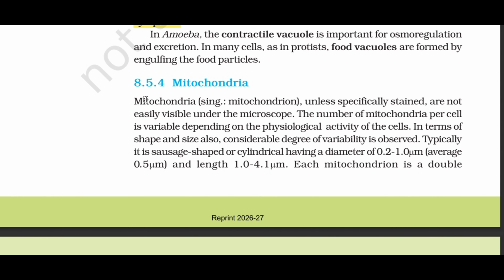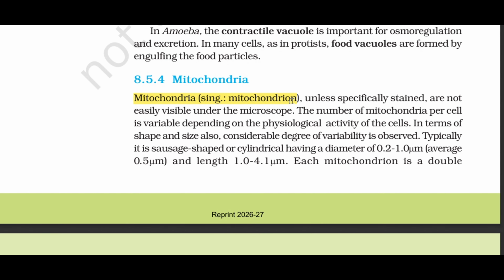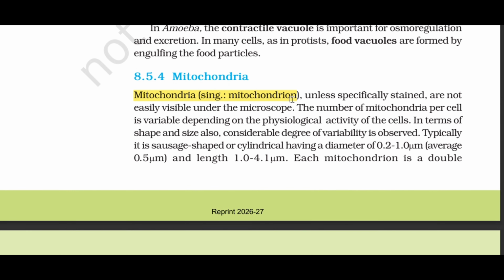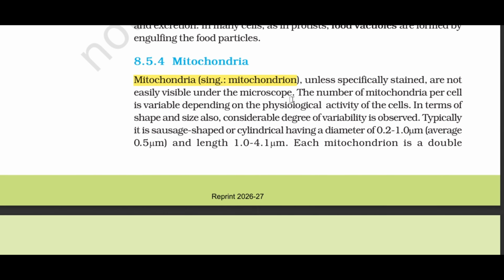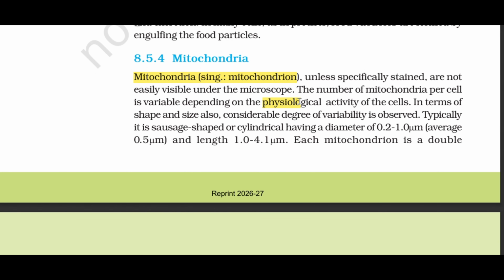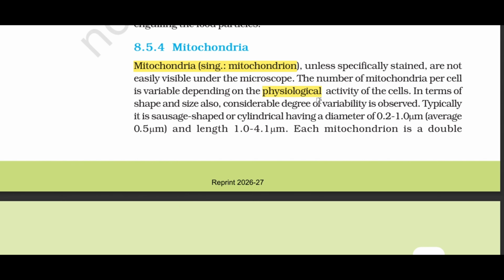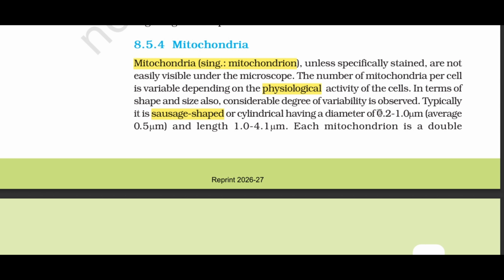8.5.4 Mitochondria. Mitochondria, sing. mitochondrion, unless specifically stained, are not easily visible under the microscope. The number of mitochondria per cell is variable depending on the physiological activity of the cells. In terms of shape and size also, considerable degree of variability is observed. Typically, it is sausage-shaped or cylindrical having a diameter of 0.2-1.0 µm, average 0.5 µm, and length 1.0-4.1 µm.